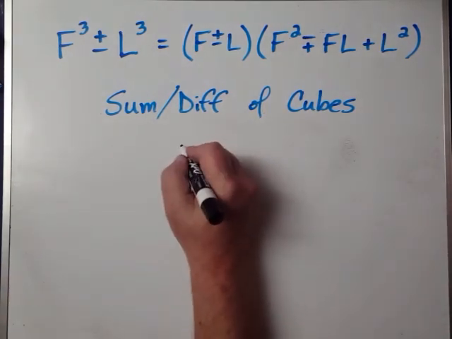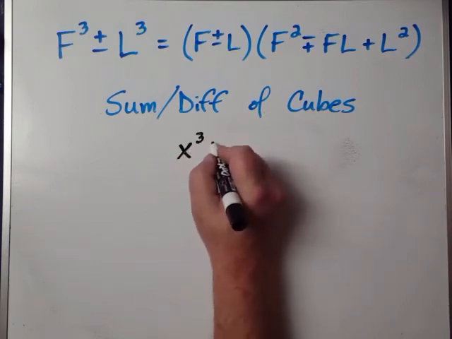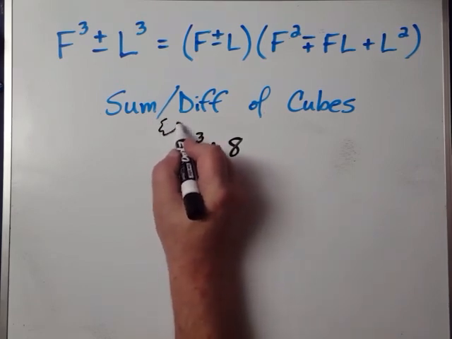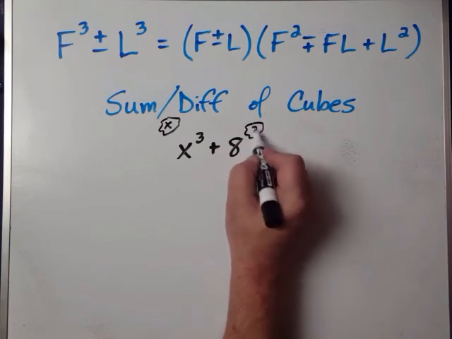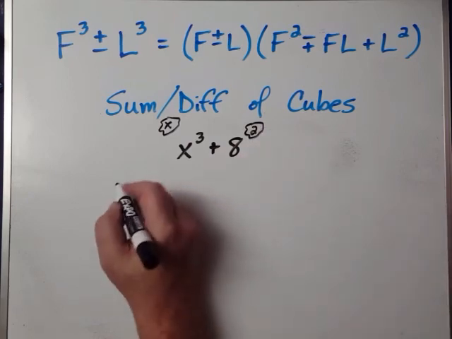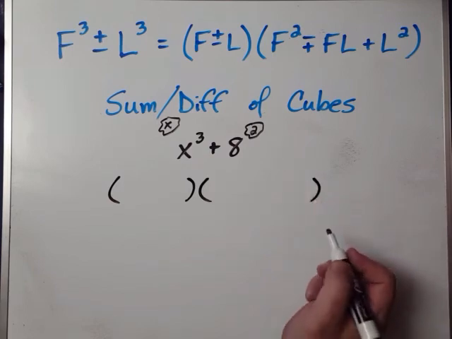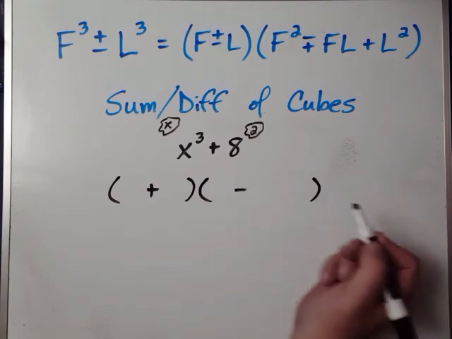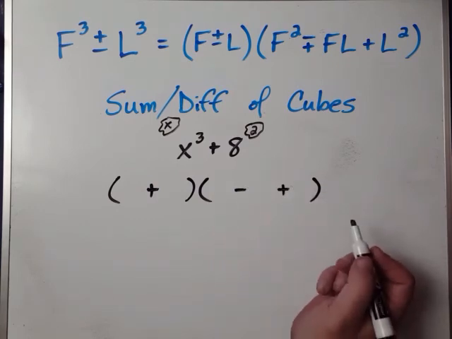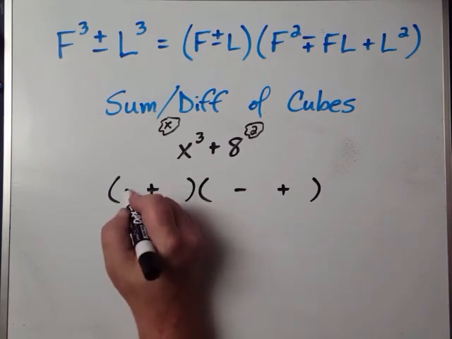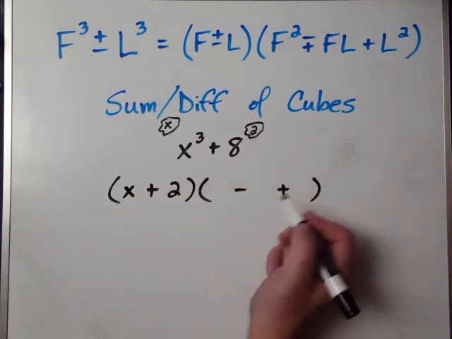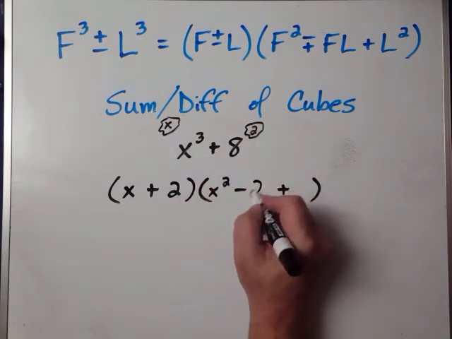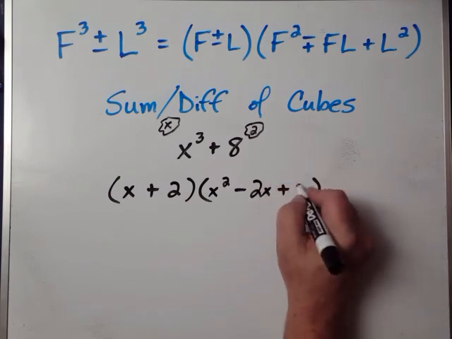Okay, let's factor, I'm just going to make one up. Let's factor x cubed plus 8. This is a sum of cubes. The cube of x and the cube of 2. It will factor as a binomial and a trinomial. The sign in the binomial matches the sign of the problem. The first sign in the trinomial is the opposite of that, and the last sign is always plus. We fill in the blanks with the first, that's x. The last, that's 2. The first squared, x squared. First times the last, x times 2 is 2x. And the last squared, 2 squared is 4.